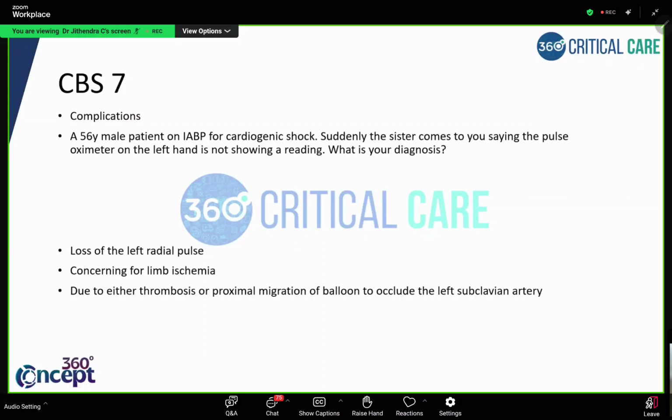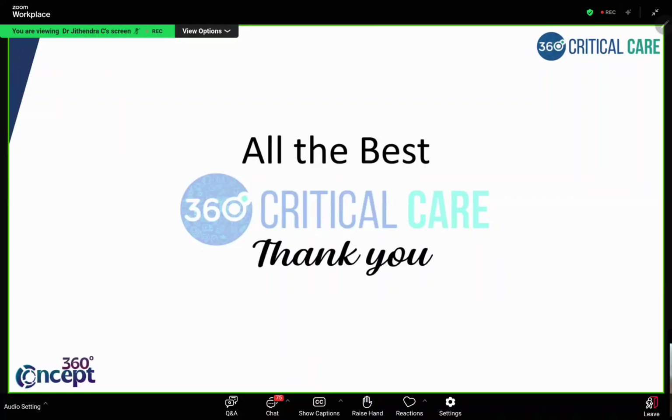The next answer is you should think about any thrombosis happening and take care of that too. Mainly we are looking for something occluding the left subclavian. Either it can be the balloon because of malpositioning, or it can be a thrombus formed because the balloon is sitting there for a long time. These two are the answers you can expect. So that's the end of my talk.